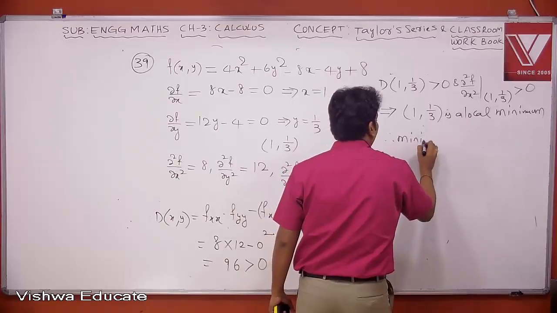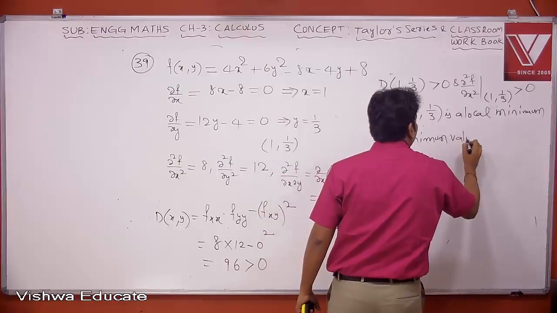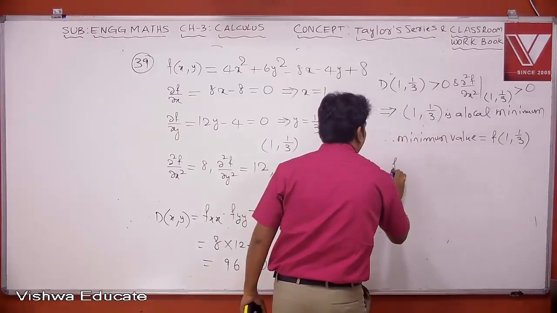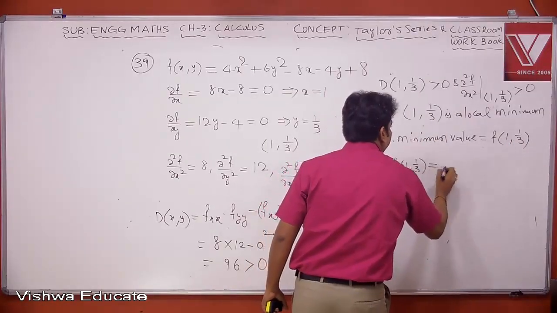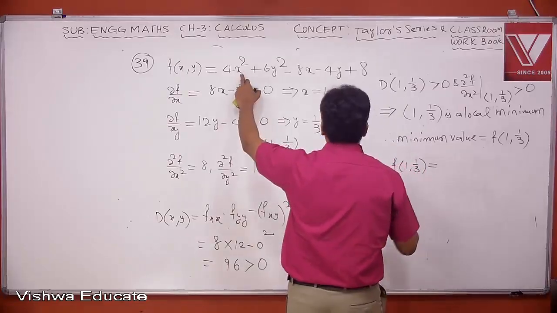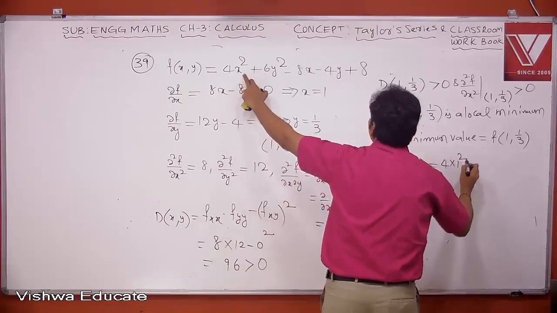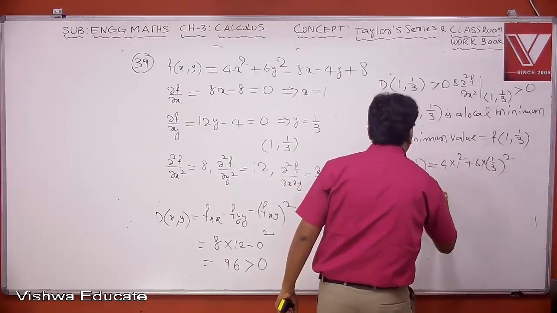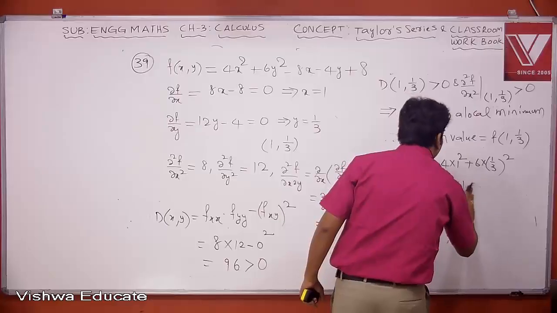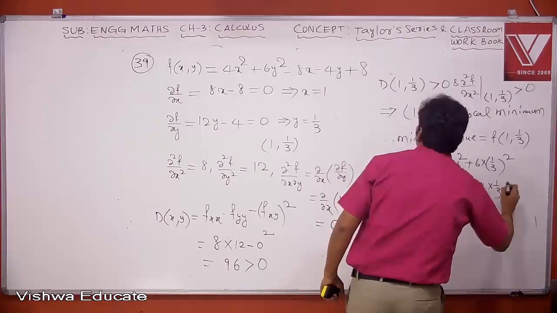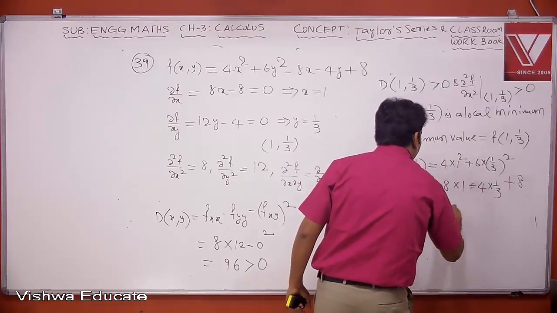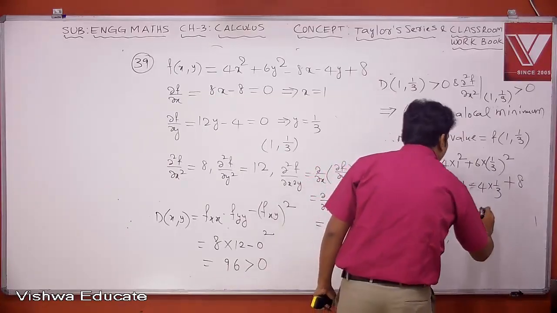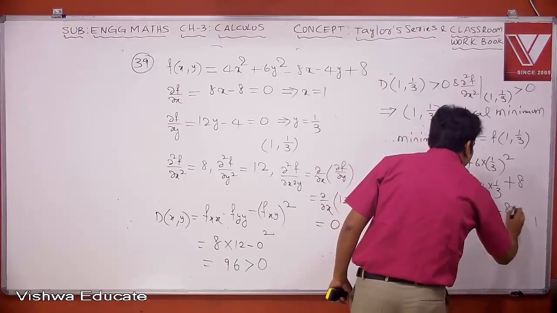Therefore, minimum value equal to f of 1 comma 1 by 3. So replace x by 1 and y by 1 by 3. This is 4 into 1 square plus 6 into 1 by 3 whole square minus 8 into 1 minus 4 into 1 by 3 plus 8. So this is 4 plus 6 by 9 minus 4 by 3 minus 8 plus 8.